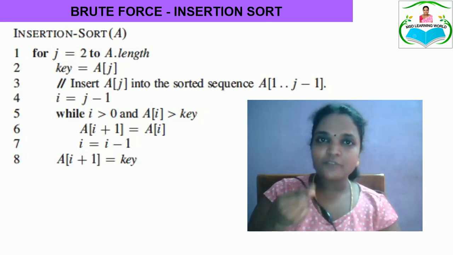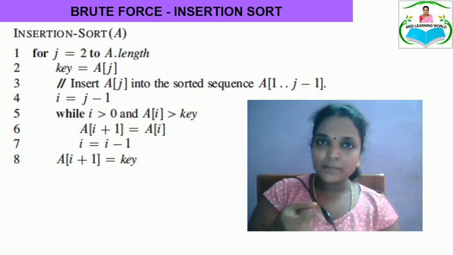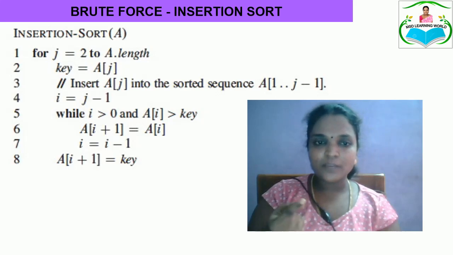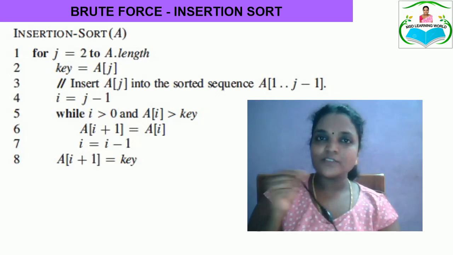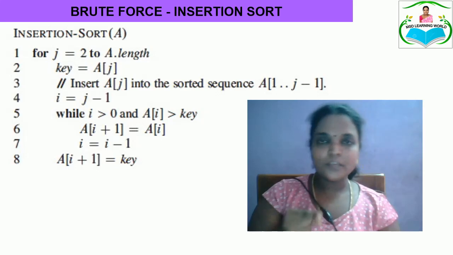So if a of i is greater, then a of i plus 1 will be equal to a of i, and i will now be decremented, i equals i minus 1. This entire loop will be iterated until the key is checked with all the elements, that is from 1 to j minus 1.